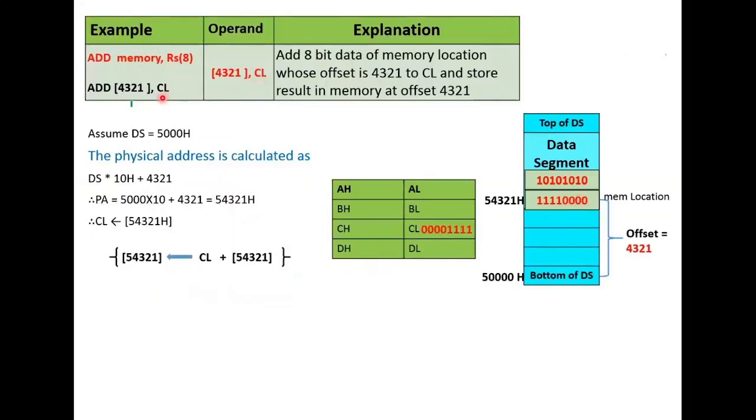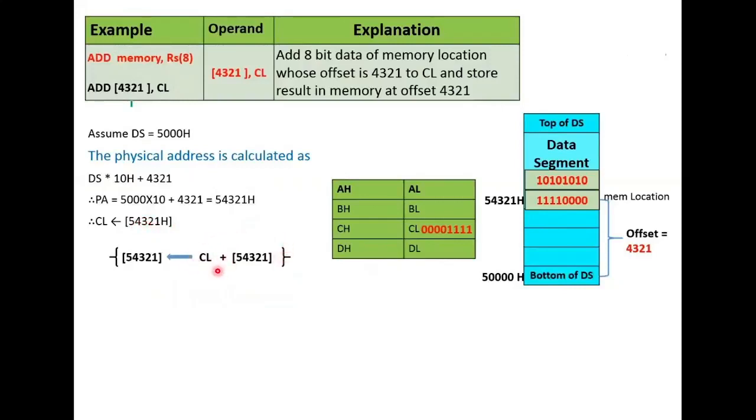Okay, now we'll see what we are going to perform. And remember that inside the square bracket, whenever 4 hexadecimal values are given like this, that is offset, and this is the memory location where your 8-bit data is available. So take that 8-bit data after calculating this physical address. So we assume that DS starts from 500, then use the formula to calculate physical address. What is the formula? Segment address into 10 plus the given offset. What is the offset given? 4321 is given. So we will get 54321. So this location, whatever the value is there, that value we are going to add with CL.